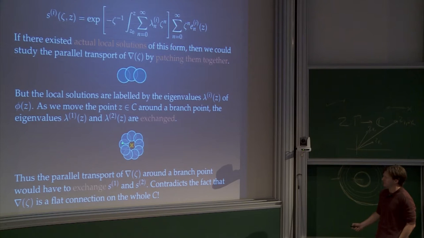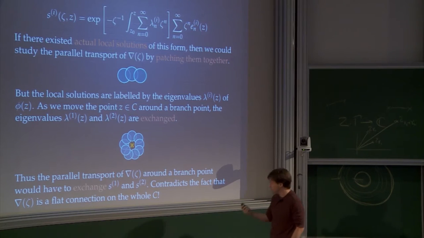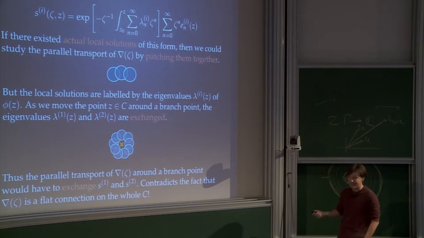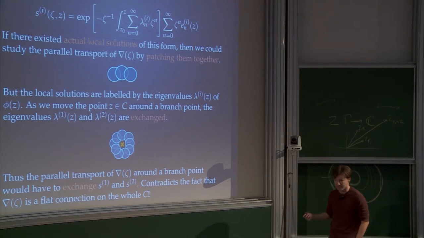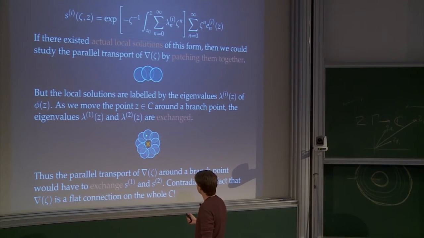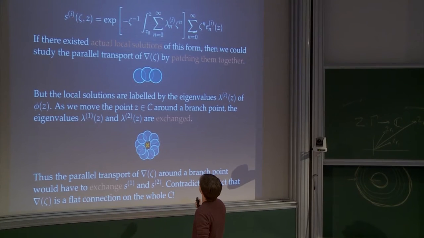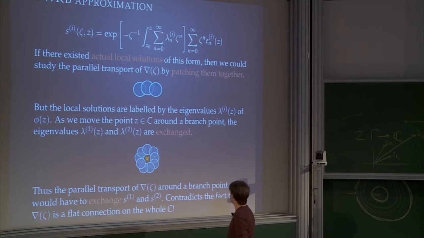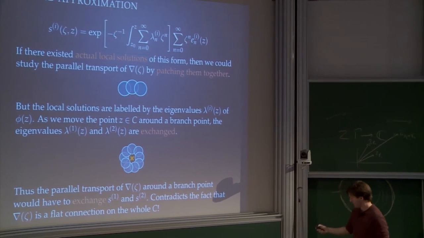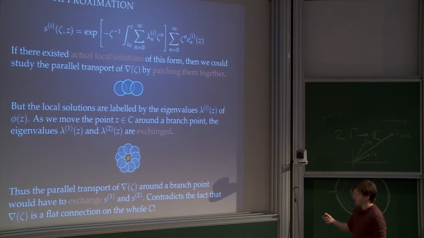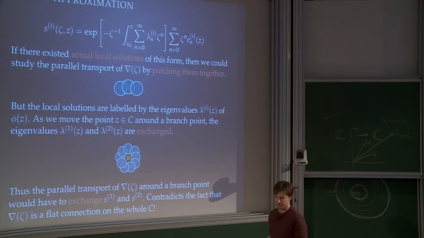So that says that the parallel transport operator here exchanges these two solutions. But that contradicts the fact that this connection was supposed to be a flat connection, not only on the region where we can diagonalize the thing, but a flat connection on the whole curve. So here we're finding, in this approximation, which by the way is usually called the WKB approximation, a monodromy. But that monodromy cannot be there for the actual solutions.